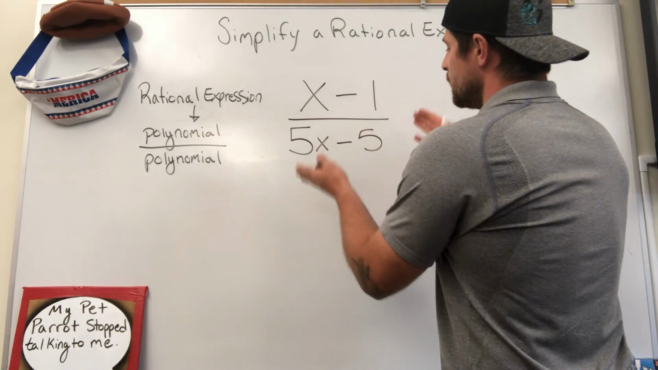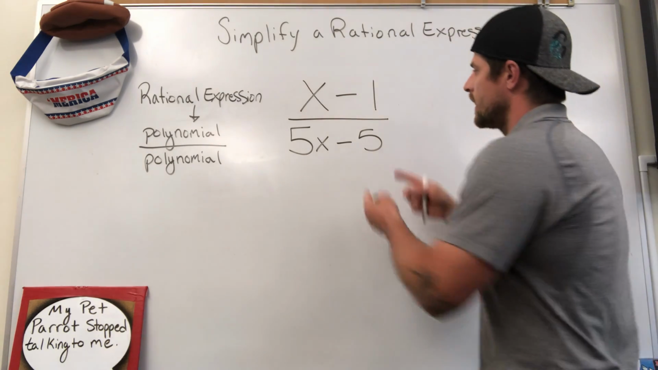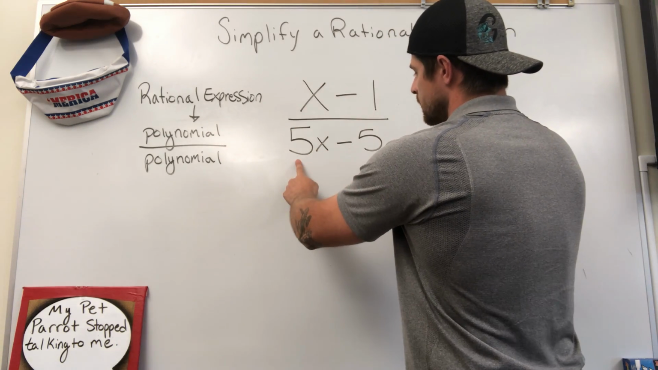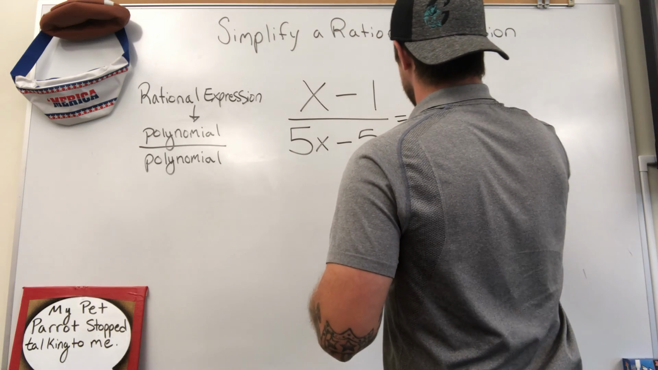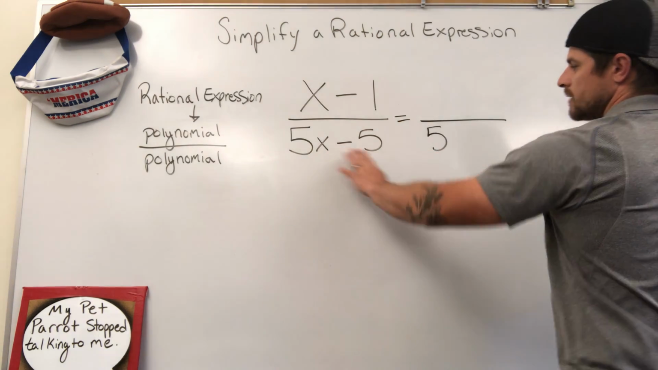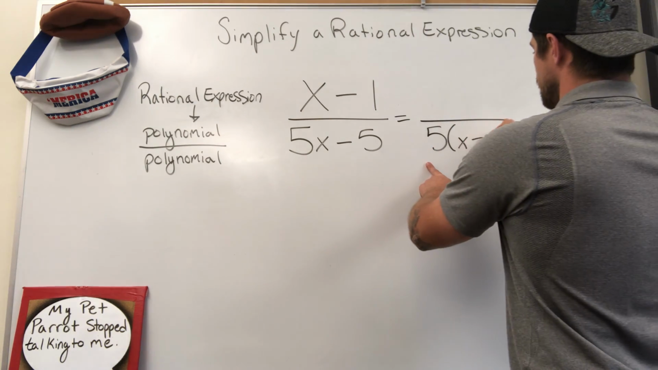So what we need to do is find a common factor that we can divide out. So I have to ask myself, can I factor out x minus 1? The answer is no. Can I factor anything out of 5x minus 5? And the answer there is yes, I can factor out the 5. So on this bottom part, I'm factoring out 5, which is going to leave me with x minus 1.